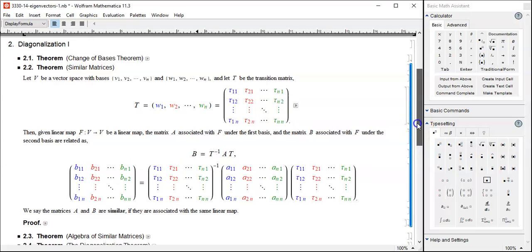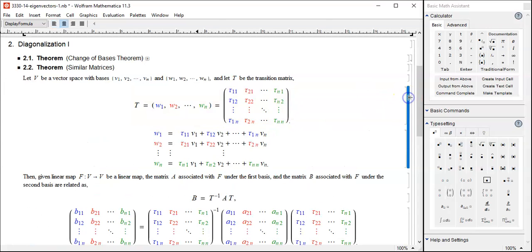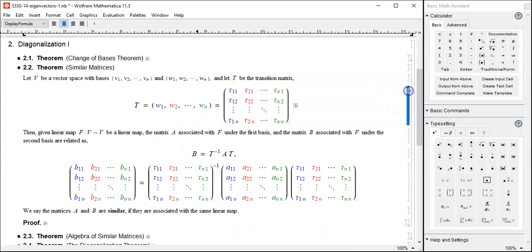Next topic, how about similar matrices? How do they arise? Okay, let V be a vector space with bases v1 through vn and w1 through wn, and the transition matrix we just talked about: w1 in the first column, w2 in the second column, all the way over to wn in the last column, with respect to the v's. Let's see, is there something hidden there? Yes, coming from the linear combinations.